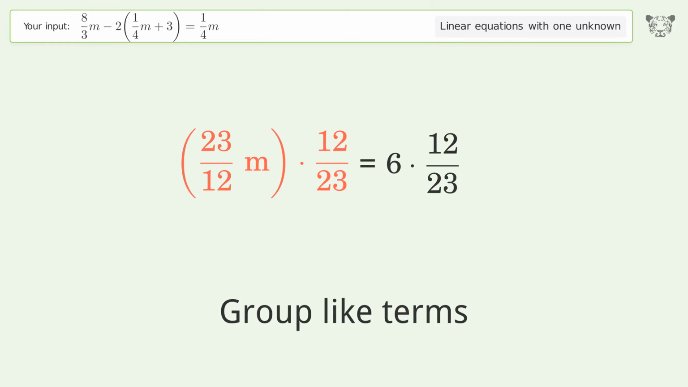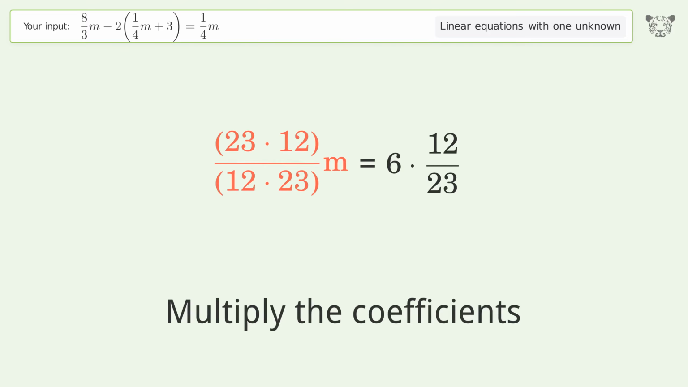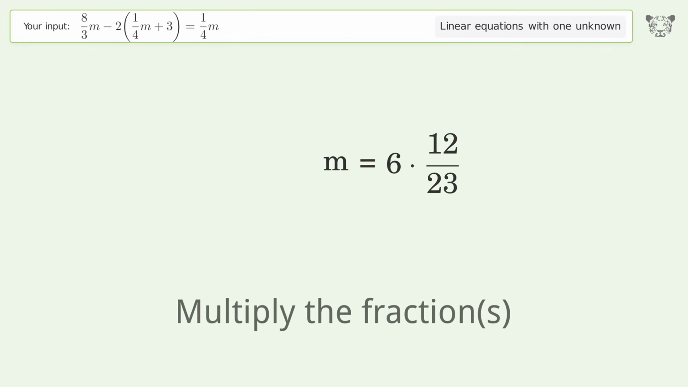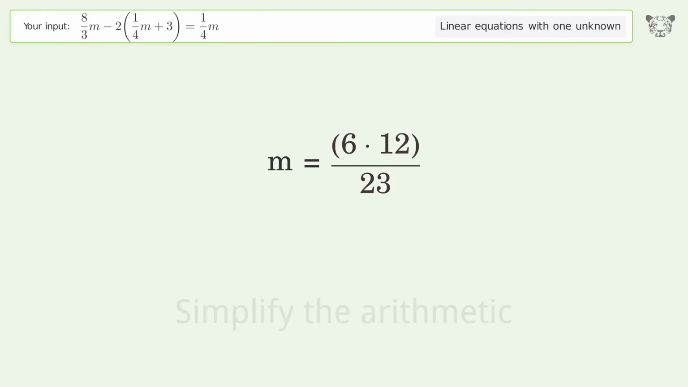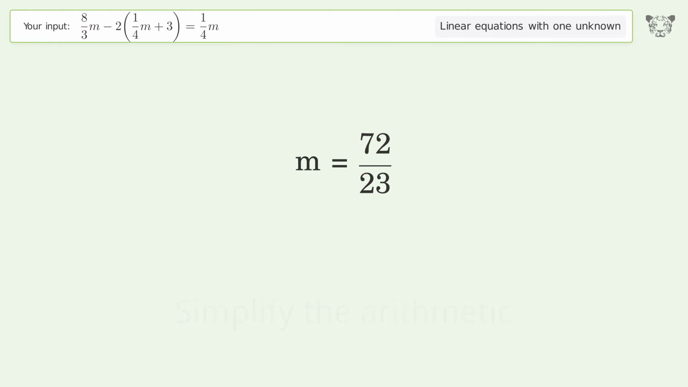Group like terms. Multiply the coefficients. Simplify the fraction. Multiply the fractions. Simplify the arithmetic. And so the final result is m equals 72/23.